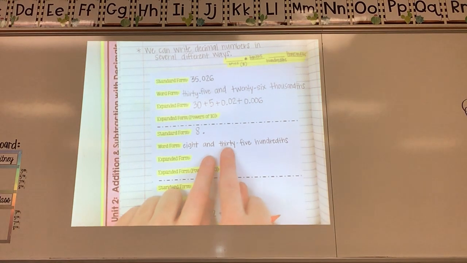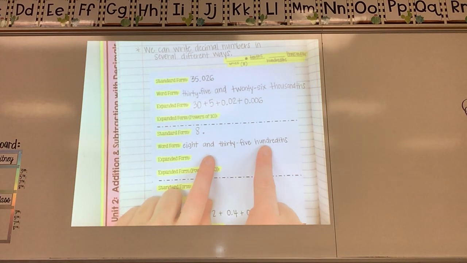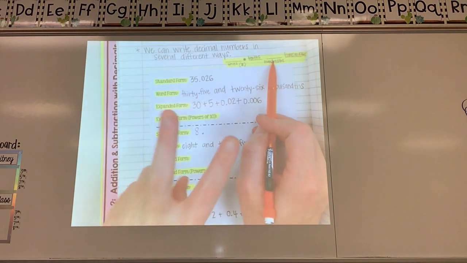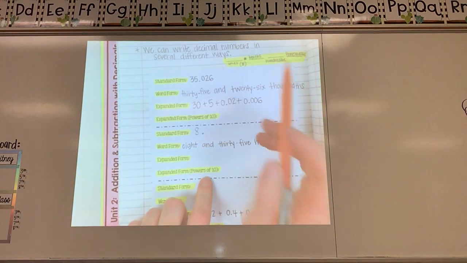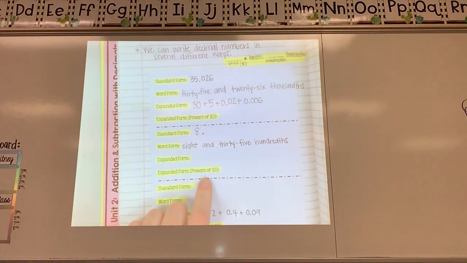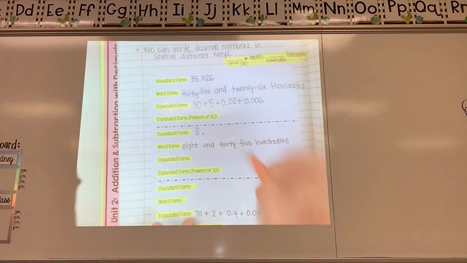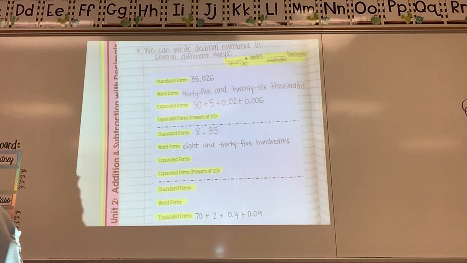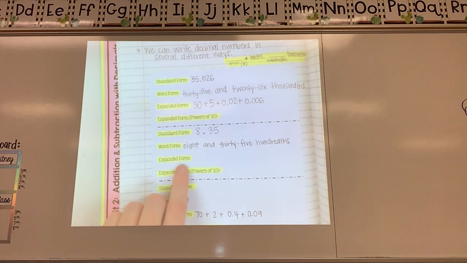It says 35 hundredths. All right, we've got to look up at our place value chart. Hundredths is right here, so that means I should have 2 numbers after my decimal. What 2 numbers should come after my decimal? 35. 8.35 is 8 and 35 hundredths. Now we're going to take that number that we just made and we are going to expand it out to make it in expanded form.